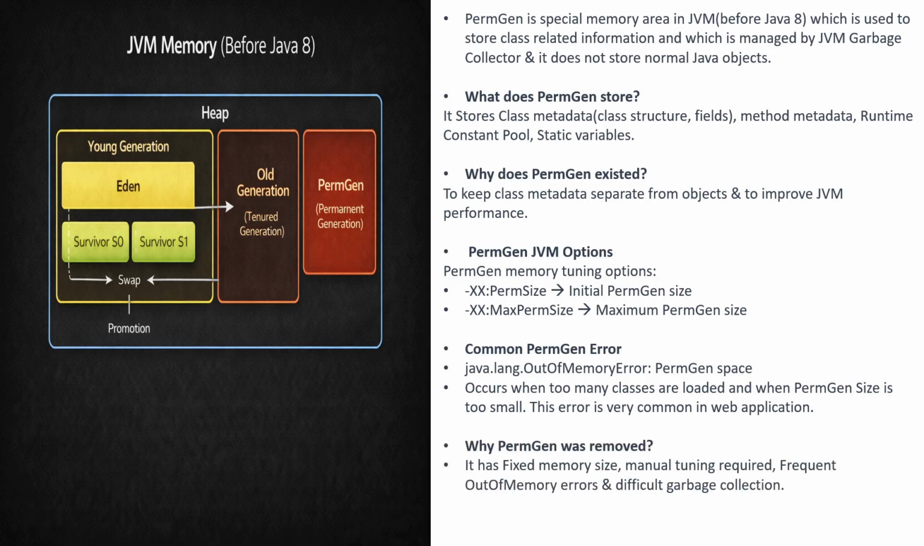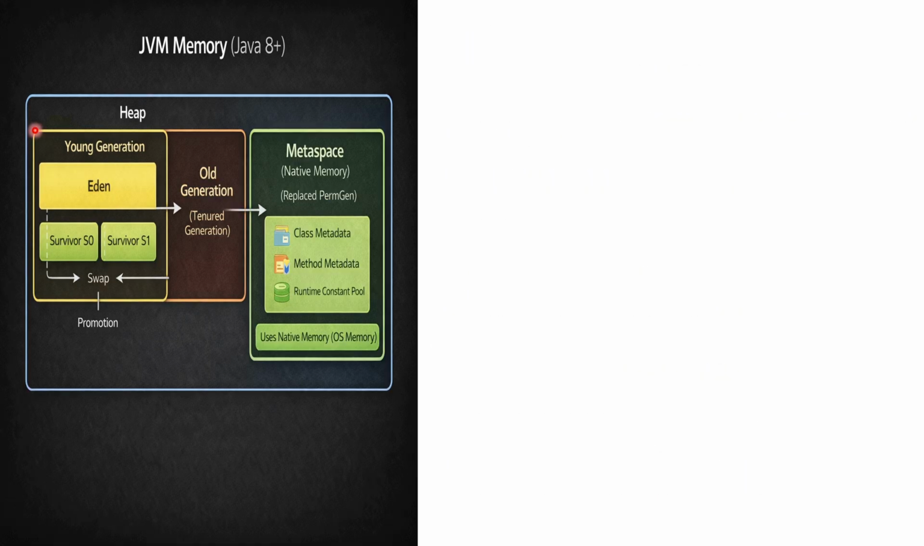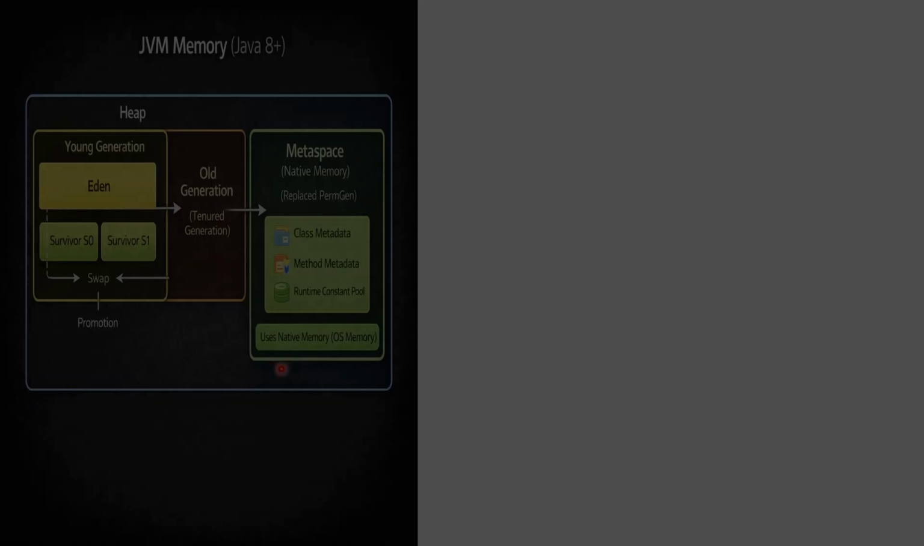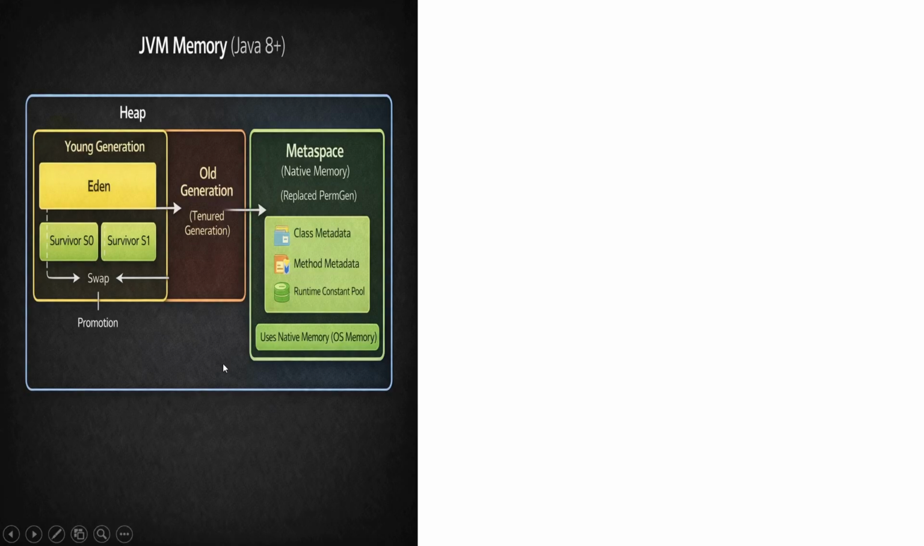Now let's see why PermGen was removed. The reasons are that it has a fixed memory size, manual tuning is required, frequent out of memory errors, and difficult garbage collection. So now we have completed the heap area, which consists of young generation and old generation. PermGen we have also completed, and now let's move to the Metaspace area. What is Metaspace?